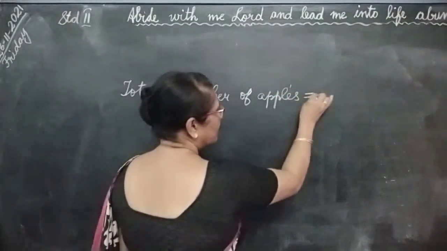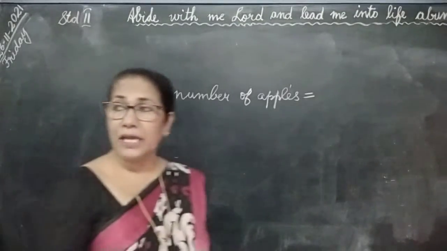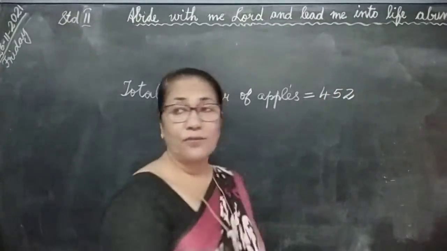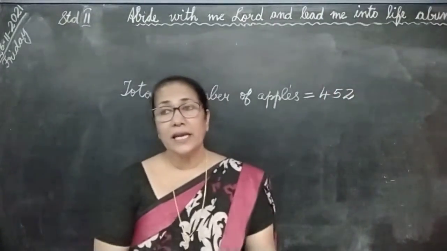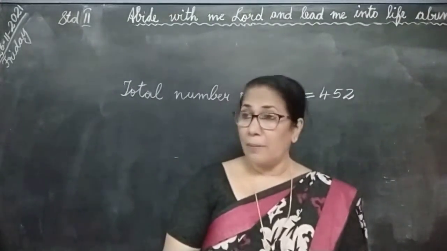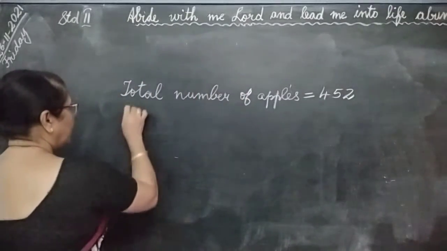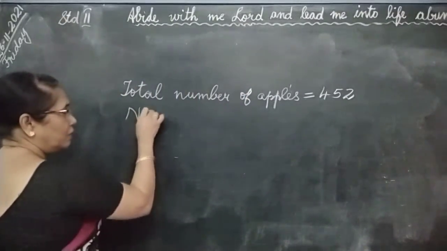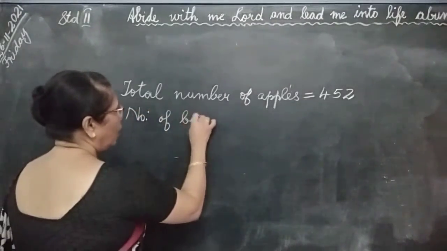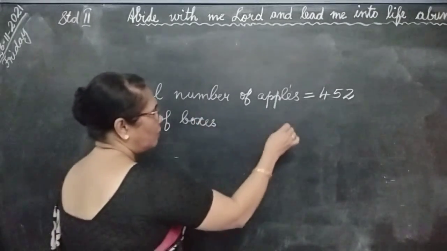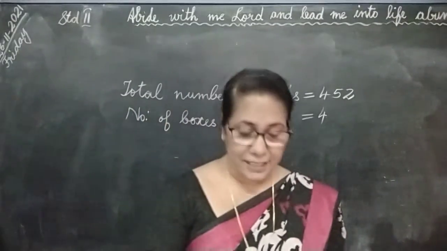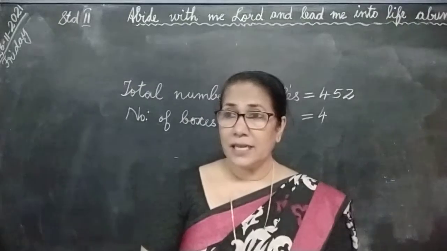A-P-P-L-E-S equals, how many apples are there? 452. Now, this 452, how did he arrange the apples? The number of boxes he took to arrange. Number of boxes, how much? See, when you write number, you write N-O. Number of boxes, how many boxes are there? Number of boxes equals 4.